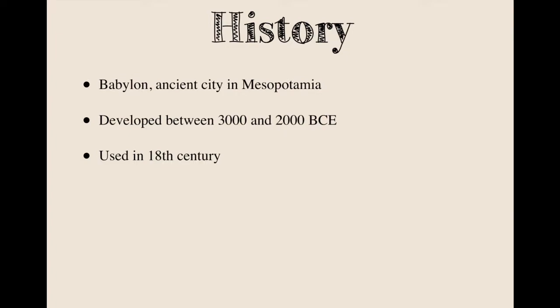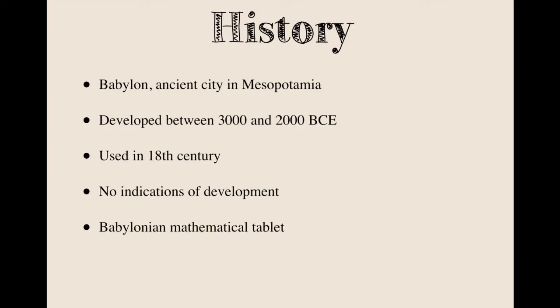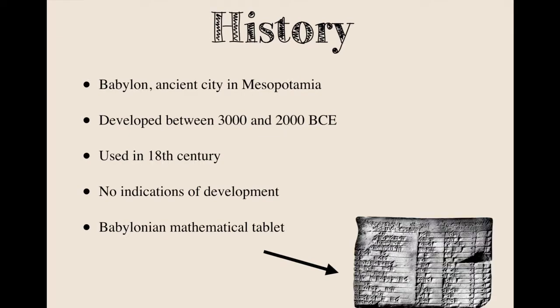However, indications of the development of the numbers are yet to be found. Therefore, it is assumed that Babylonian numbers have always been the same. Here is a small picture of a Babylonian mathematical tablet.